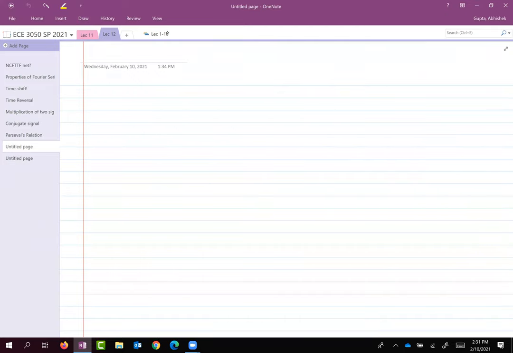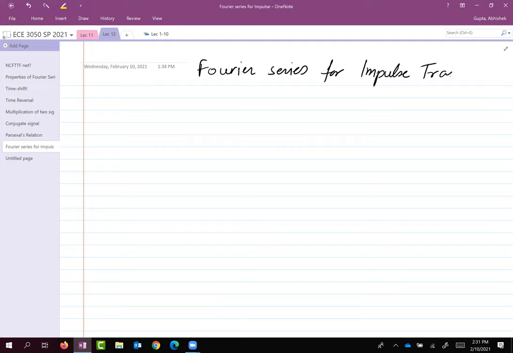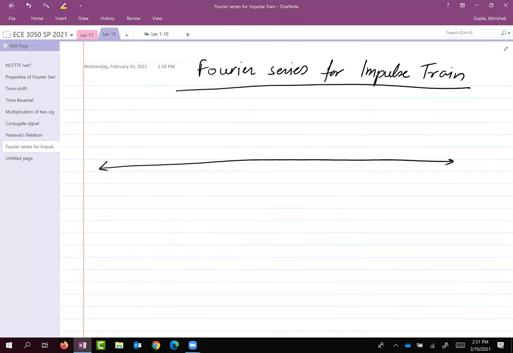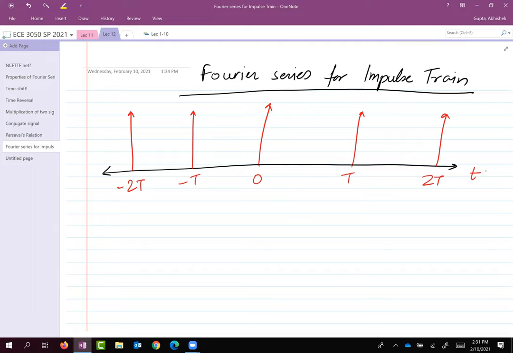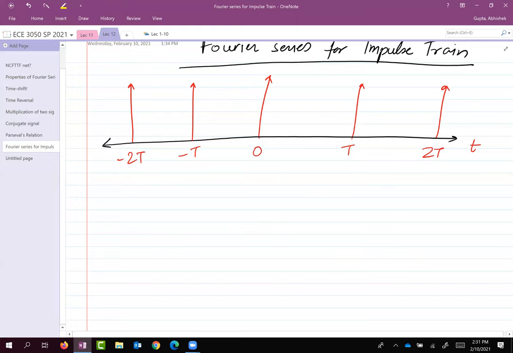so let's look at an example where we compute the Fourier series for an impulse train. What is an impulse train? In an impulse train, you have a sequence of impulses at 0, capital T, 2 capital T, minus T, minus 2T. This is the time axis. So this is a periodic signal because you have unit impulses at every capital T interval. This is called an impulse train.